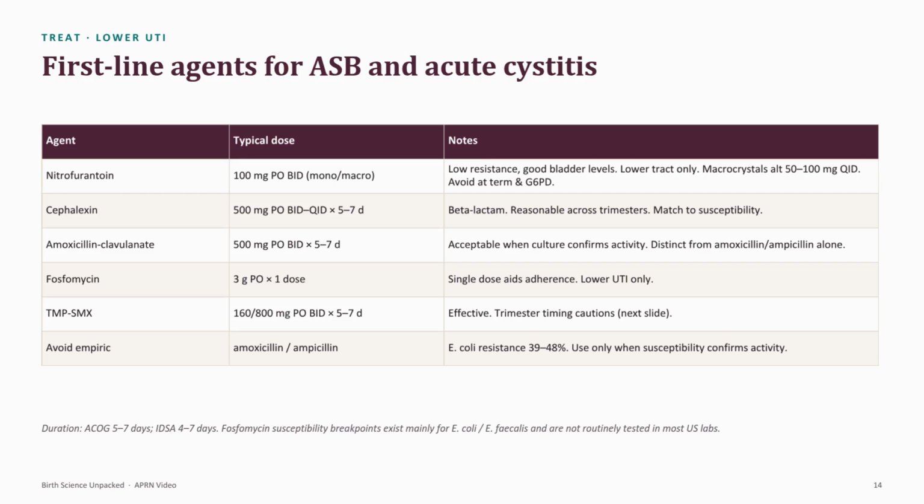Nitrofurantoin is a strong first-line agent for cystitis and asymptomatic bacteriuria, but it does not treat pyelonephritis, and you need to avoid it at term and in glucose 6-phosphate dehydrogenase deficiency. Cephalexin is a safe beta-lactam across all trimesters. Amoxicillin clavulanate is acceptable when the culture confirms activity, and it is distinct from amoxicillin or ampicillin alone.